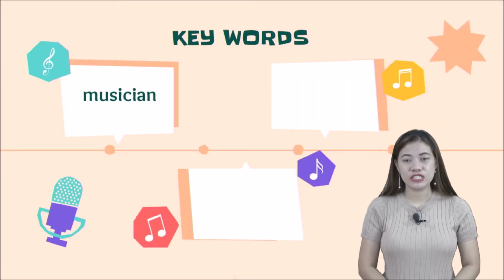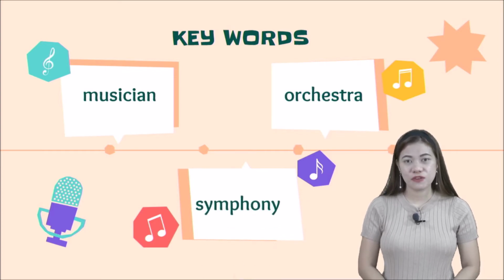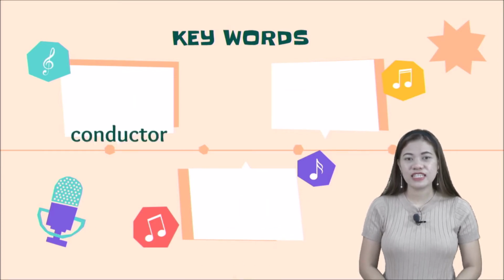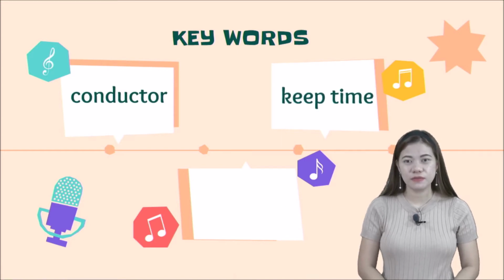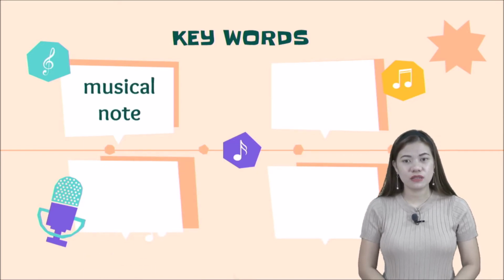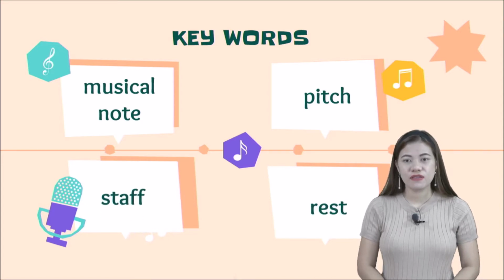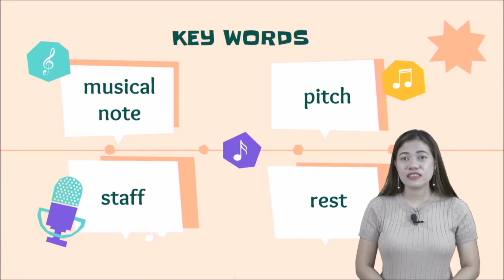We have musician, orchestra, symphony. Next, we have conductor, keep time, harmony. Next, we have musical note, pitch, staff, and then the last one, we have rest. Now, let us define our keywords one by one.